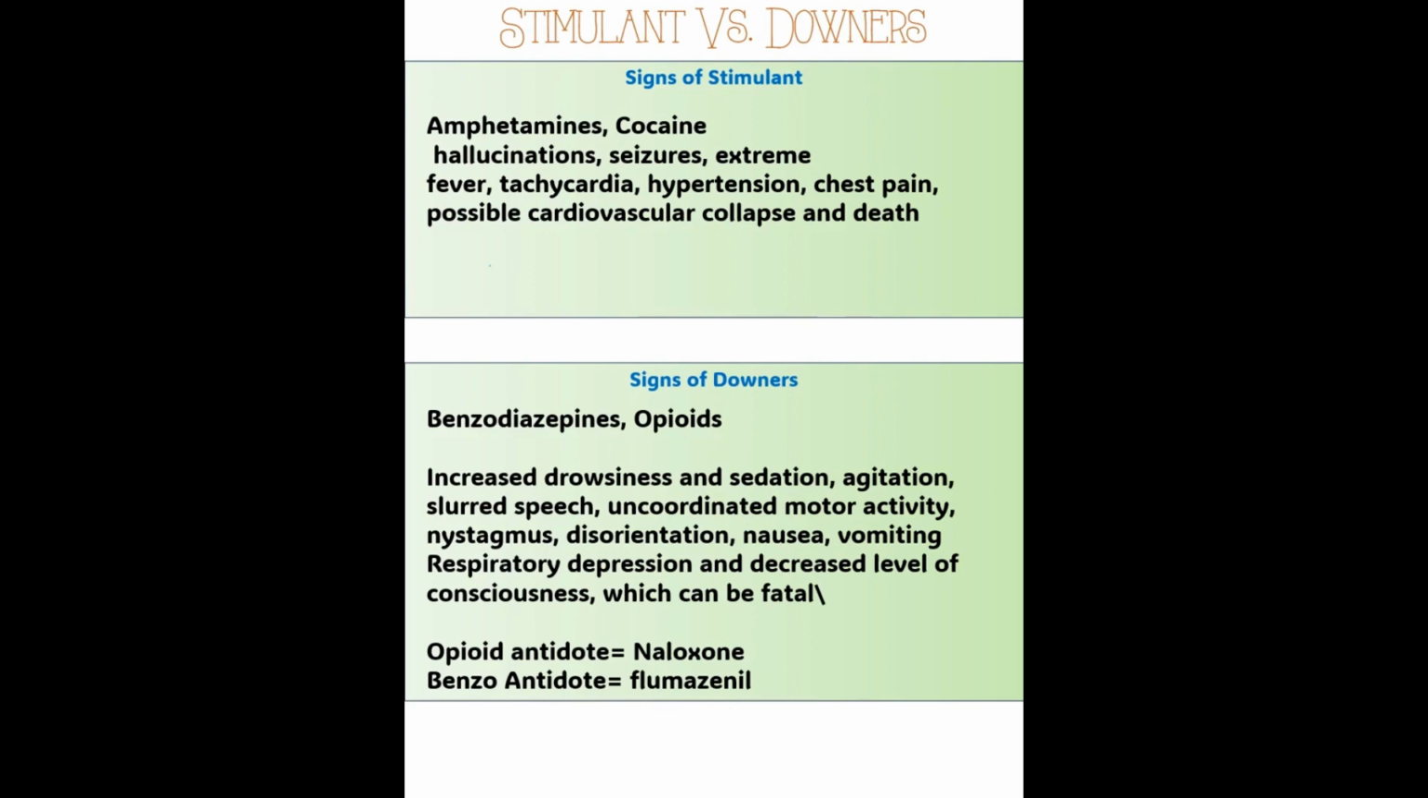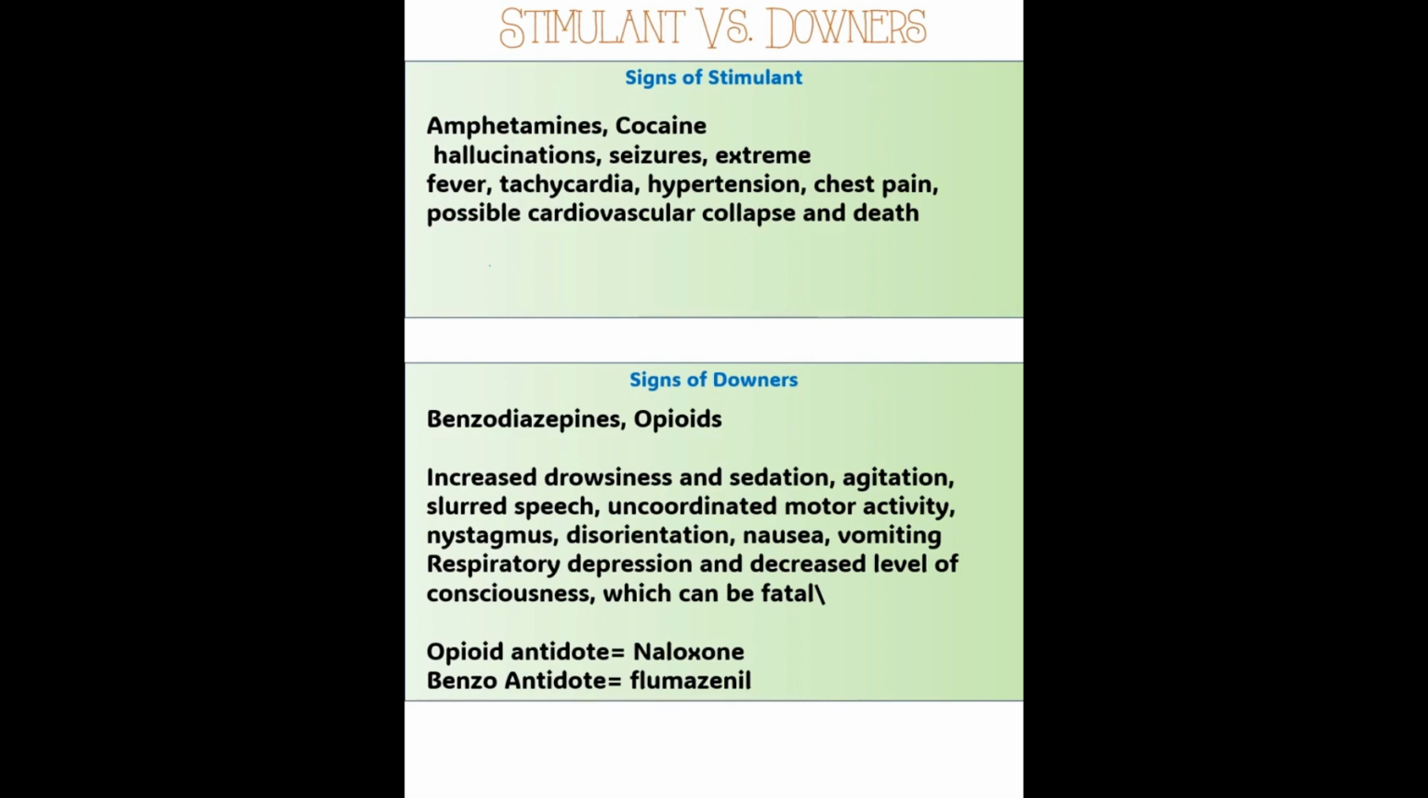We're going to start with a benzo, and then we're going to counteract that depression with an antidepressant. When we're looking at our benzodiazepines and our opioids, those are going to be your downers. So we're going to have drowsiness, sedation. We can have some agitation, slurred speech, lack of coordination, nystagmus, disorientation, nausea, vomiting. We can have that respiratory depression, which can decrease our levels of consciousness and can be fatal.